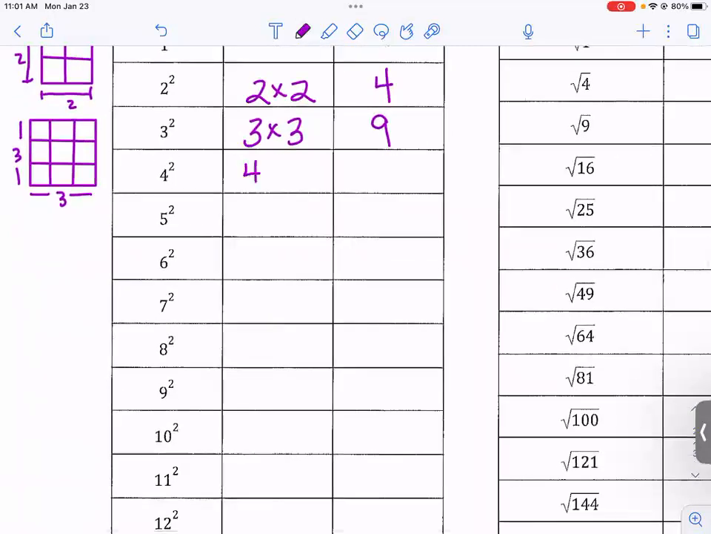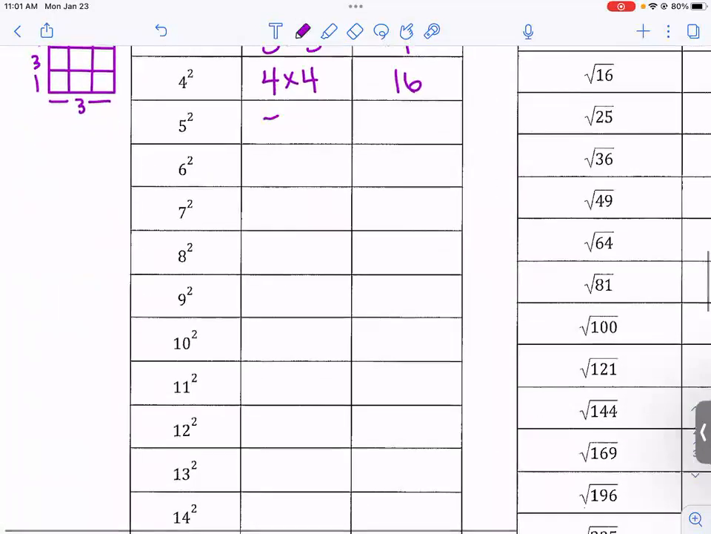We're gonna fill the rest of this out. You know, I forgot like half my multiplication stuff.